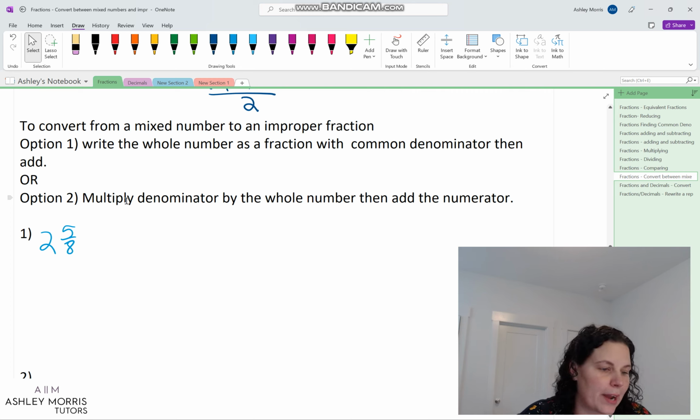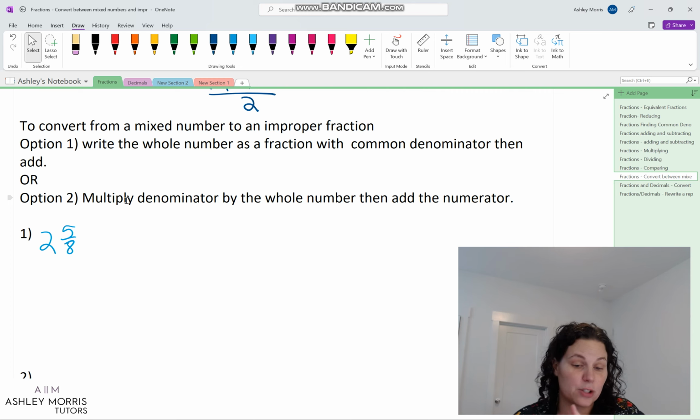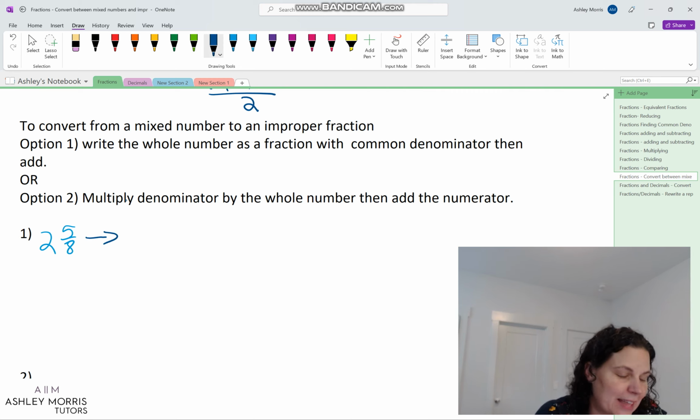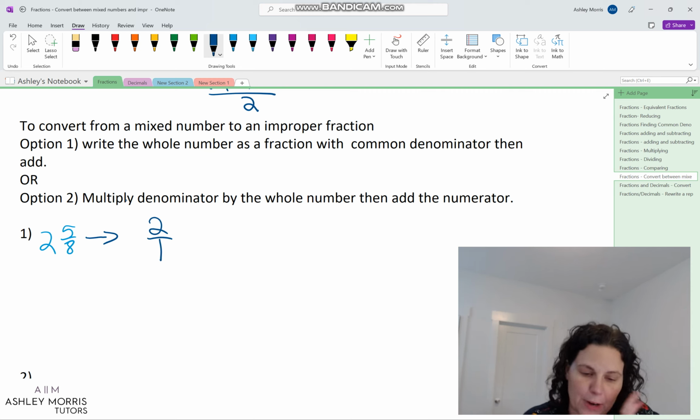You're going to write the whole number as a fraction with a common denominator, then add. So we've got 2 and 5/8. That's 2 wholes and another 5/8. So you could add all that up, right? 2 plus 5/8. So we're going to break this apart and rewrite that 2 as a fraction. So it's going to be 2/1. There's my fraction to start with.